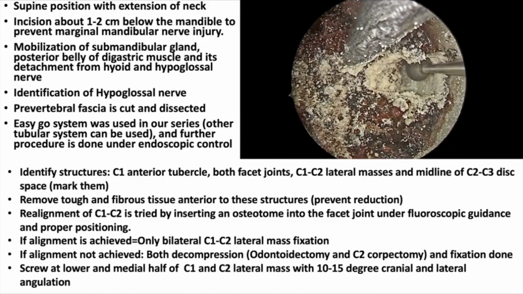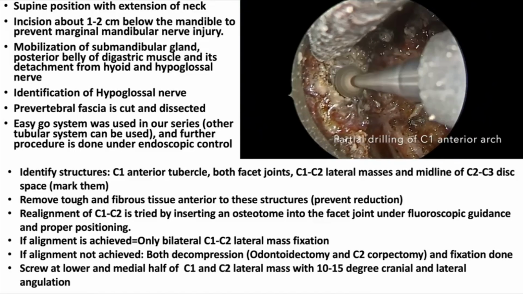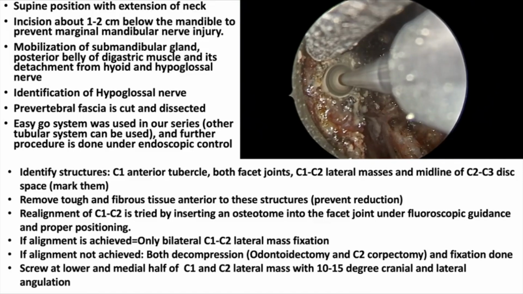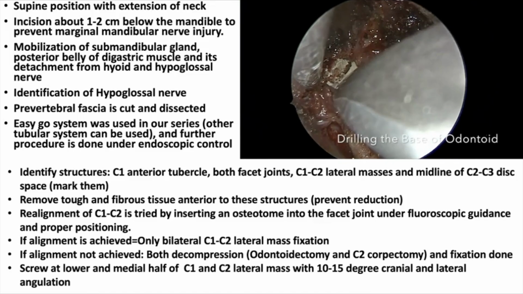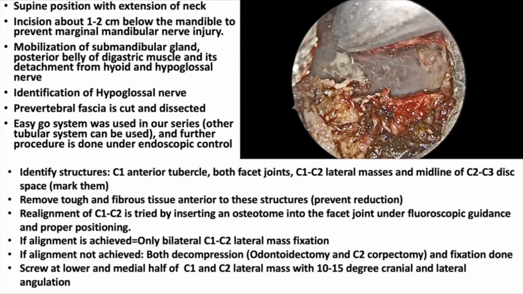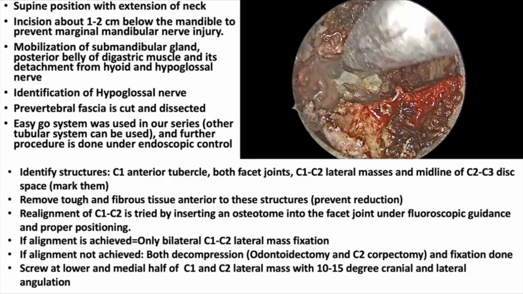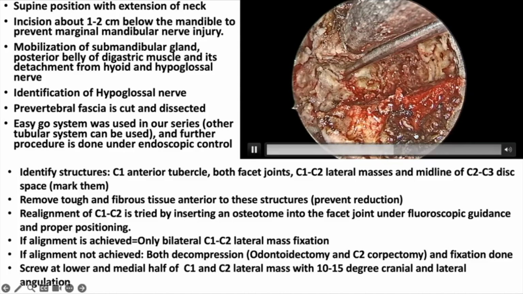In this case, complete reduction was not possible. Therefore, decompression was done. The anterior arch of C1, the odontoid process and part of C2 were removed as shown here.